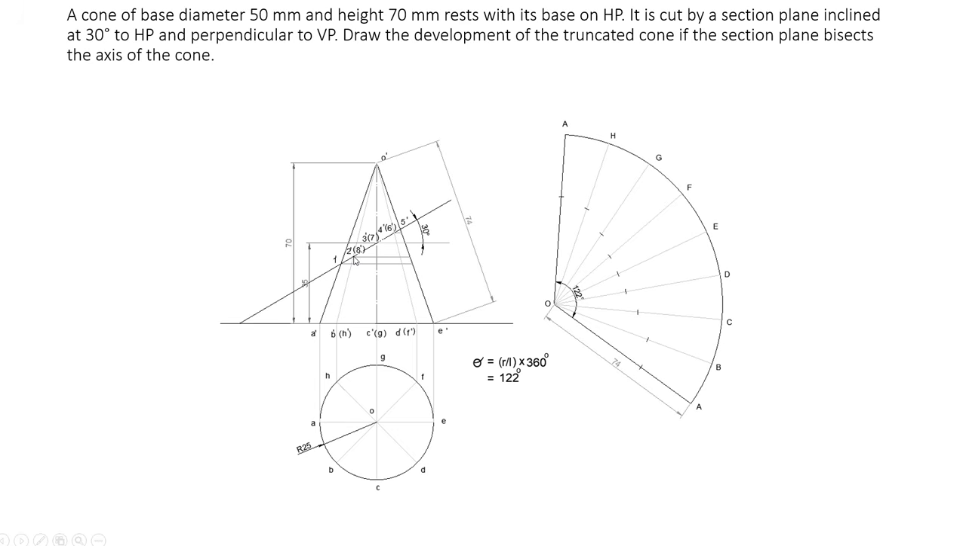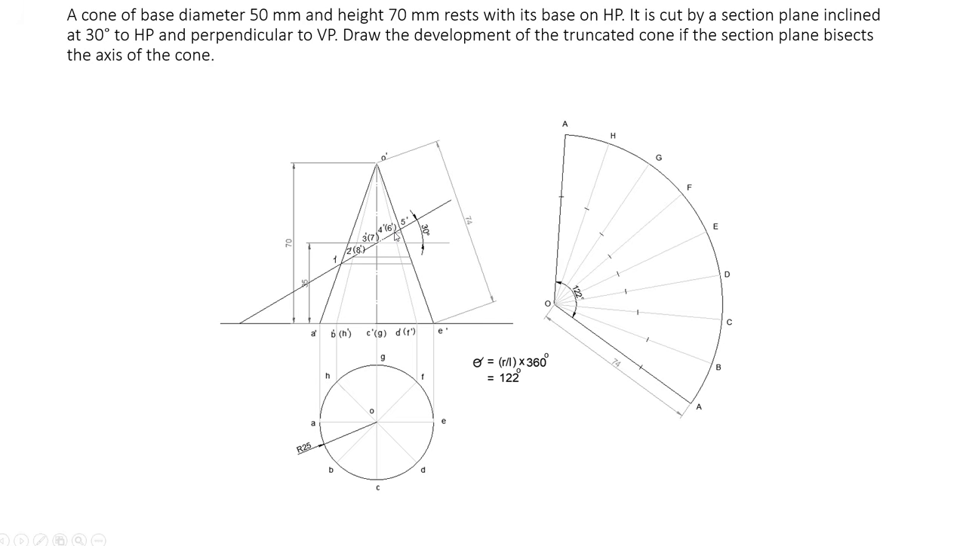Next, 2 dash and 8 dash. Corresponding to 2 dash and 8 dash, this is the true length distance from here to here. That distance, you mark using a divider on H and B. Next, the points 3 and 7 are on the lines OC and OG. Corresponding to 3 and 7, this is the true length distance from here to here, the true length of 3 dash and 7 dash. That distance you mark on G and C.